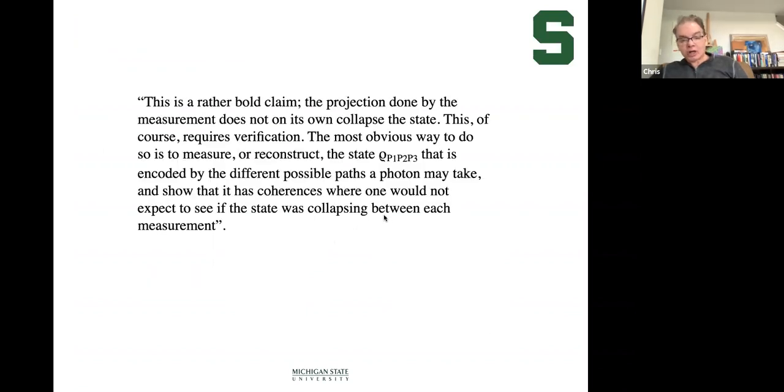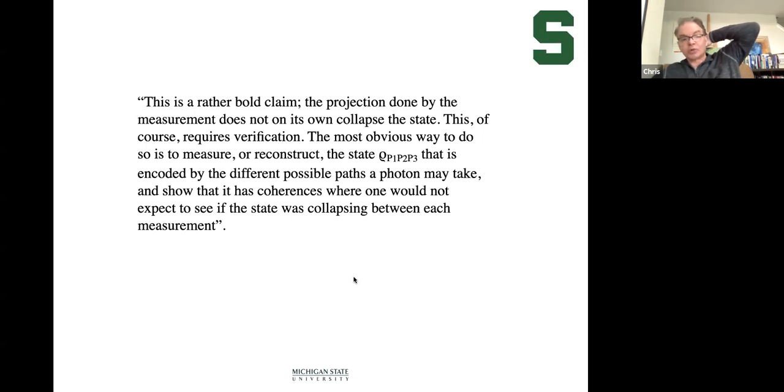Now, I gave a talk about this in a quantum optics lab in Canada, and one of the students there had seen this, and he decided to test this. In fact, in his thesis, he wrote, "This is a rather bold claim. The projection done by the measurement does not on its own collapse the state. This, of course, requires verification.